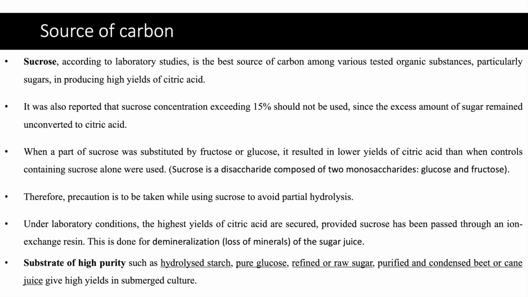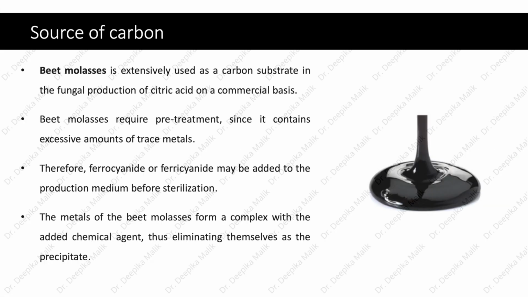Substrates of high purity such as hydrolyzed starch, pure glucose, refined or raw sugar, purified and condensed beet or cane juice have high yields in submerged culture. Beet molasses is extensively used as a carbon substrate in the fungal production of citric acid on a commercial basis. Beet molasses requires pretreatment since it contains excessive amount of trace metals. Therefore, ferrocyanide or ferricyanide may be added to the production medium before sterilization. The metals of the beet molasses form a complex with the added chemical agent, thus eliminating themselves as the precipitate.